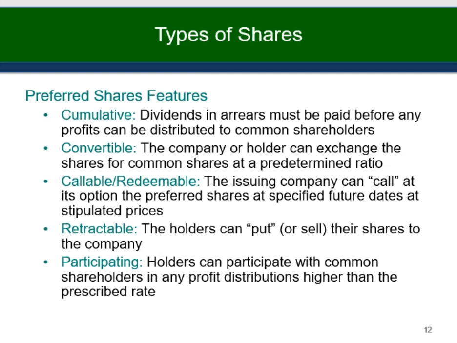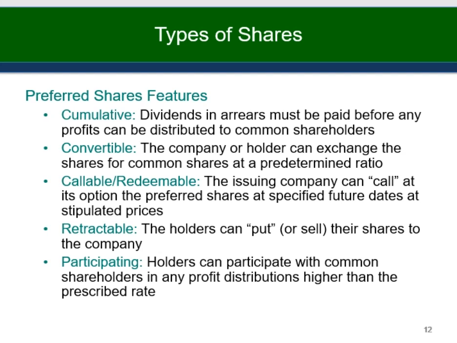Participating shares can actually participate with common shareholders in profit distributions. Usually that's established if the profit distributions are higher than a certain prescribed rate of payment. That participation involves a prorated distribution based on the total par value of the outstanding preference and ordinary shares. So there's a value that's attached to each common share and each preferred share, and that value is used to determine the distribution of profits above a certain level.